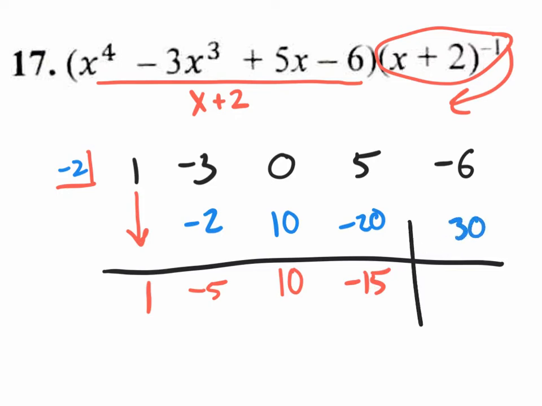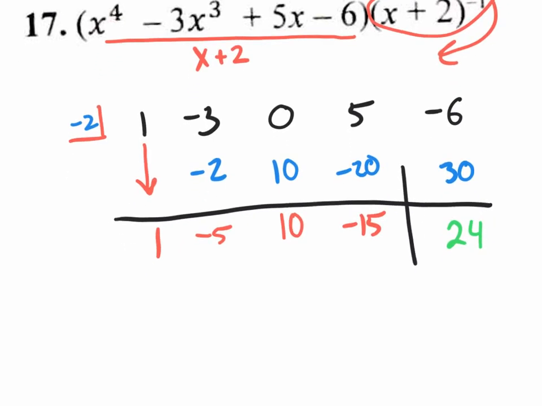Please do your line right here. What's -6 combined with 30? Positive 24, right? This is my answer. Actually, the coefficients of my answer, with my remainder being 24.